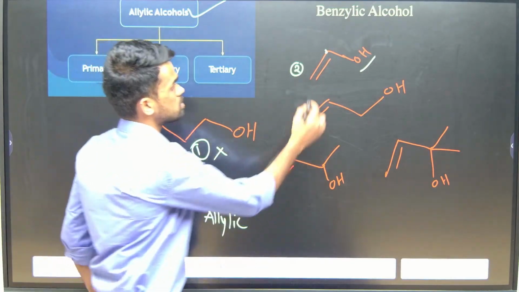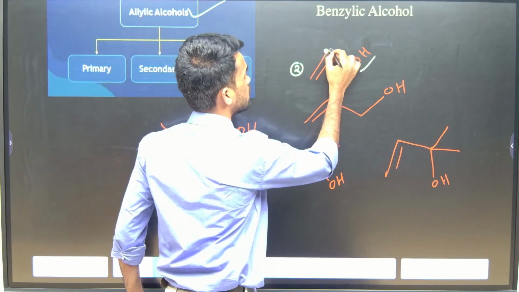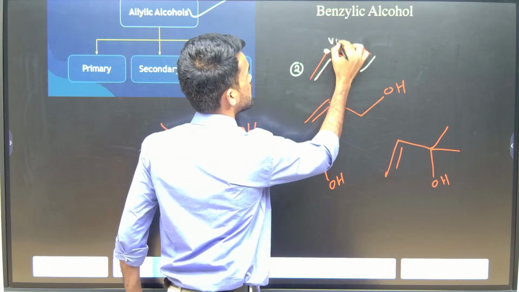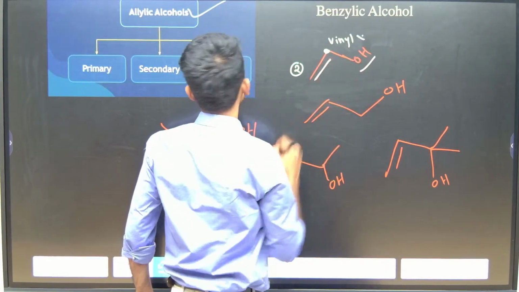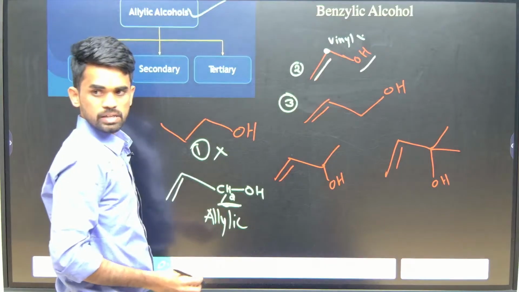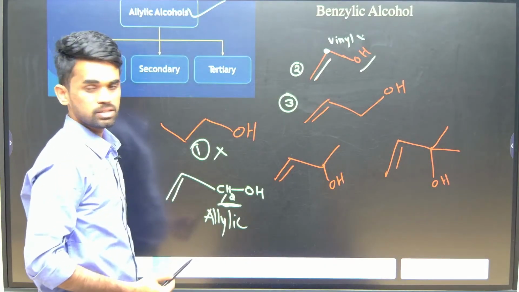No. If this is not allylic, then what can it be? See, it is directly attached to an sp2 hybridized carbon, so you should call it vinylic. Okay, this is vinylic, not allylic. Now tell me about this one. So allylic or what exactly?